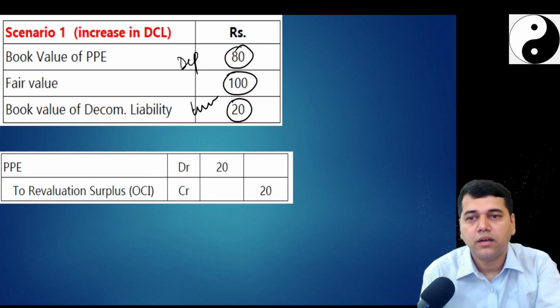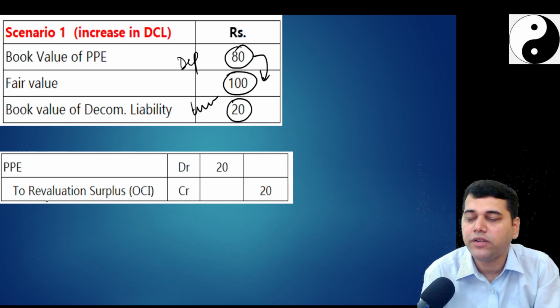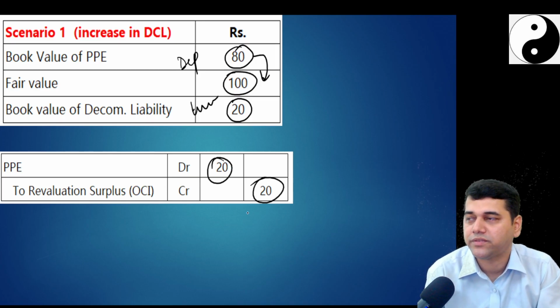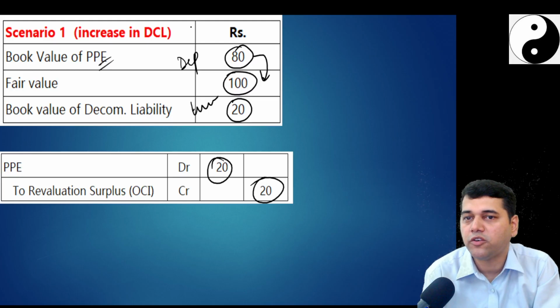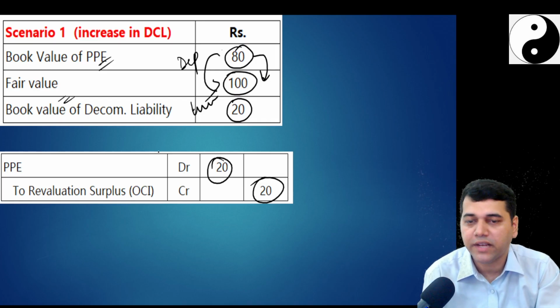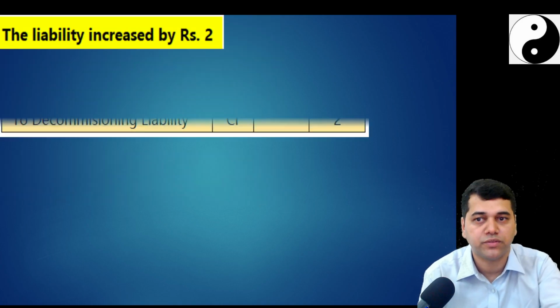Now, because there is a revaluation, I will pass one accounting entry, PPE account debit to revaluation surplus. How much? 20 rupees. Book value is how much? 80. Fair value is 100. So I will do the revaluation. So 20 rupees came into my books and I created a revaluation reserve. Say, for example, after this, the liability got increased by 2 rupees.